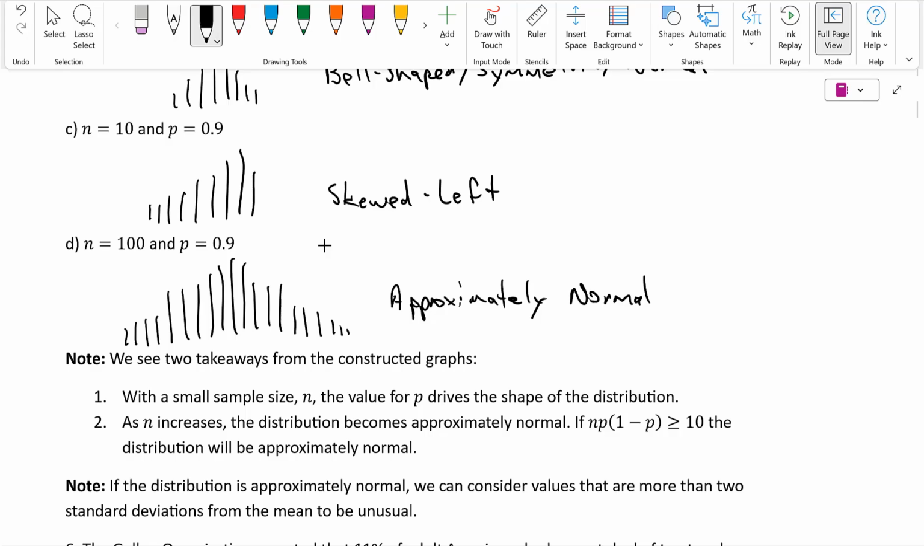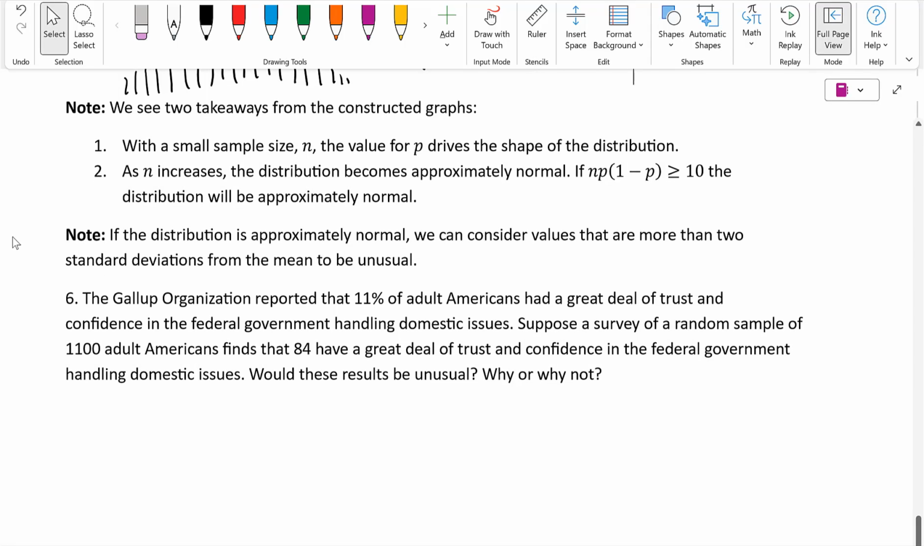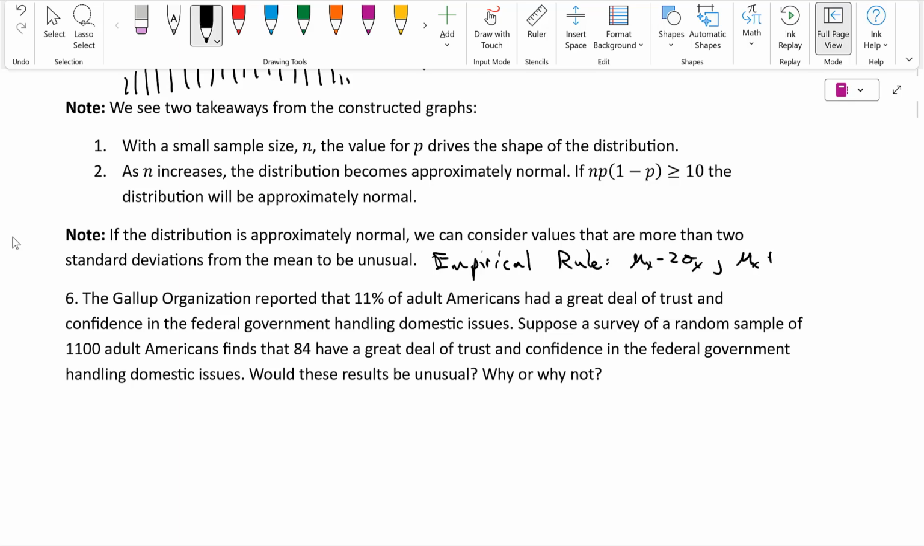Note, we see two takeaways from the constructed graphs. One, with a small sample size, n, the value for p drives the shape of the distribution. As n increases, the distribution becomes approximately normal. If n times p times 1 minus p is greater than or equal to 10, the distribution will be approximately normal. And we want to know that because if the distribution is approximately normal, we can consider values that are more than 2 standard deviations from the mean to be unusual. And so this is back to that empirical rule. And we're looking at our mean minus 2 standard deviations all the way up to our mean plus 2 standard deviations. So we'll try one example with that to finish off.